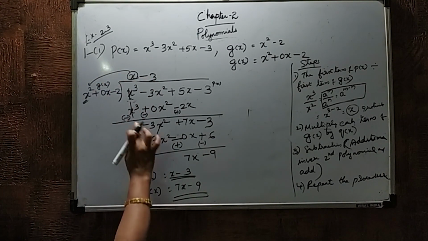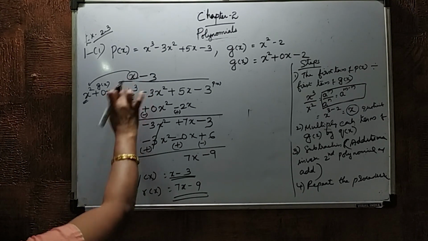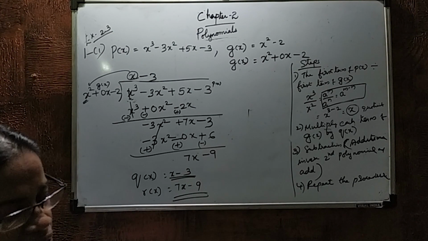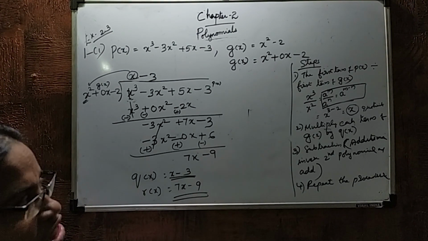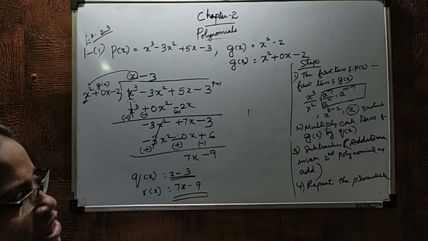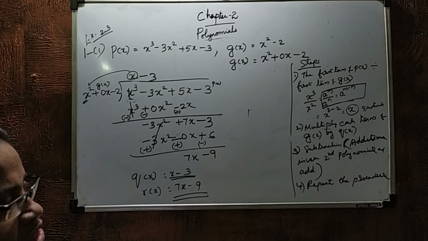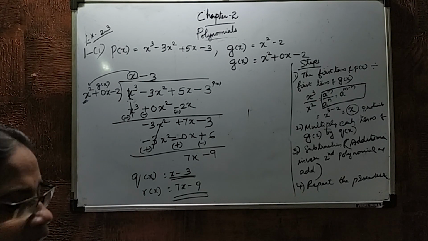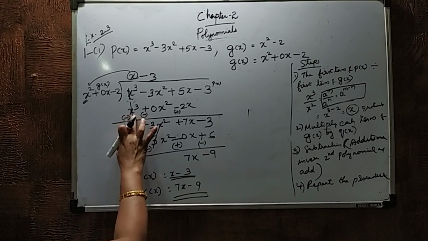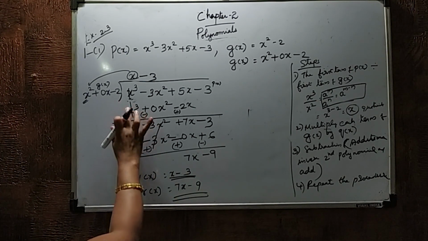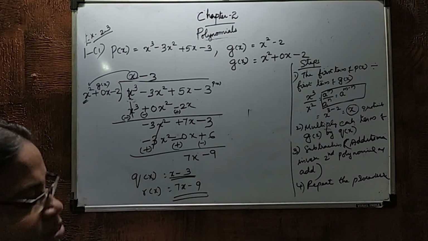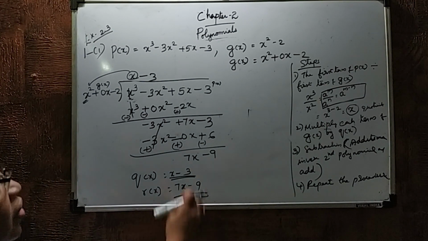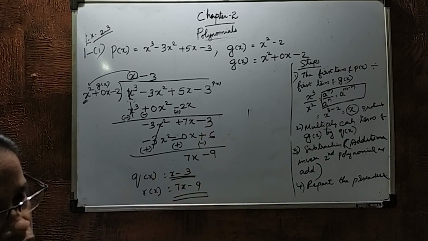x into x square, x cube, then plus 0 into x, it is 0x square, minus 2 into x minus 1. First one is division, next one is multiplication, next one is subtraction. Subtraction means take the additive inverse and add. That means here you have to take the additive inverse. Here it is positive, so positive x cube becomes negative x cube. Here plus 0x square, it is minus 0x square. Minus 2x becomes positive 2x.